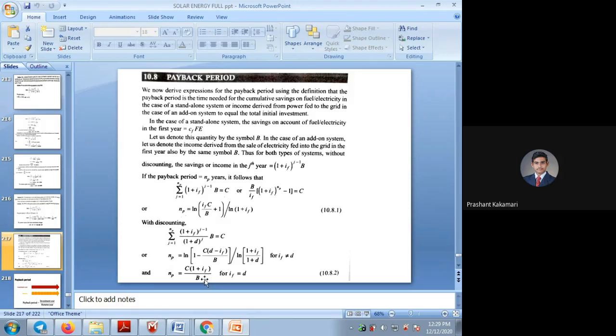Then 1 plus IF, where IF is the inflation rate, divided by B. So here let us denote the quantity by B. That is a standalone system with savings on fuels and electricity. That saving factor is given as B. In case of an add-on system, if it is a hybrid system or a grid connected system, B denotes the income derived from the sale of electricity fed to the grid in the first year, also by the same symbol B. So both the savings from the system will be B.